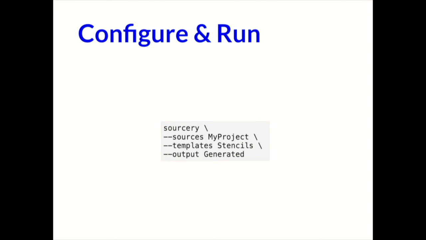So how do we run it? Here's an example run of Sourcery. We call Sourcery from the command line, and we can pass some arguments. We have a sources folder that we're passing, a directory called My Project, a template directory with your Stencil templates, and an output directory with your generated files.